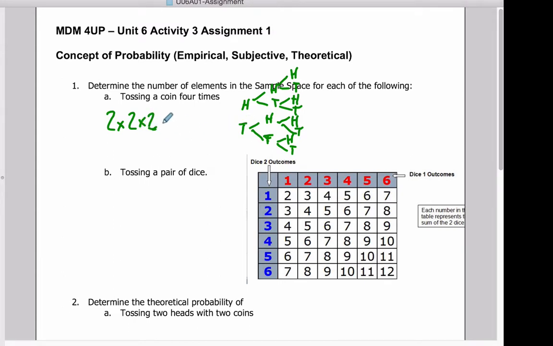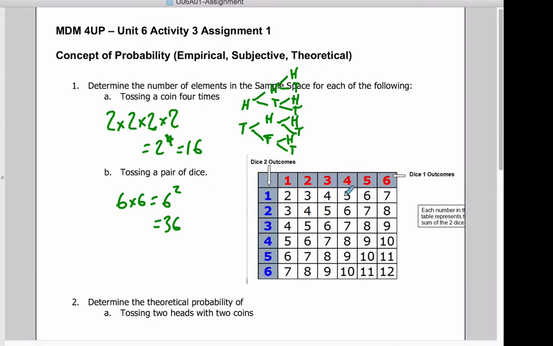And if you toss it a fourth time, for every one of these 8 outcomes, there are going to be 2 outcomes. So that's a total of 2 to the 4, which is 16 outcomes. Now, tossing a pair of dice, for each die there are 6 outcomes. So there's going to be a total of 6 times 6, or 6 squared, because we're tossing 2 dice, which is 36 outcomes.